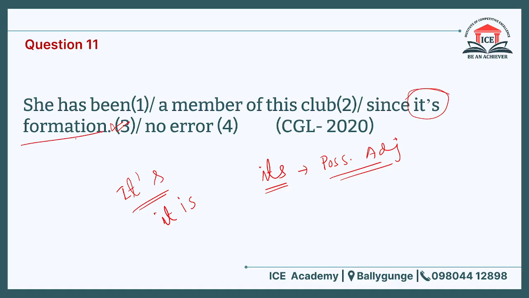Look, formation is a noun. So obviously a possessive adjective should be used here. So it cannot be it's with an apostrophe. It should be its. The correct sentence is: she has been a member of this club since its formation. Okay.